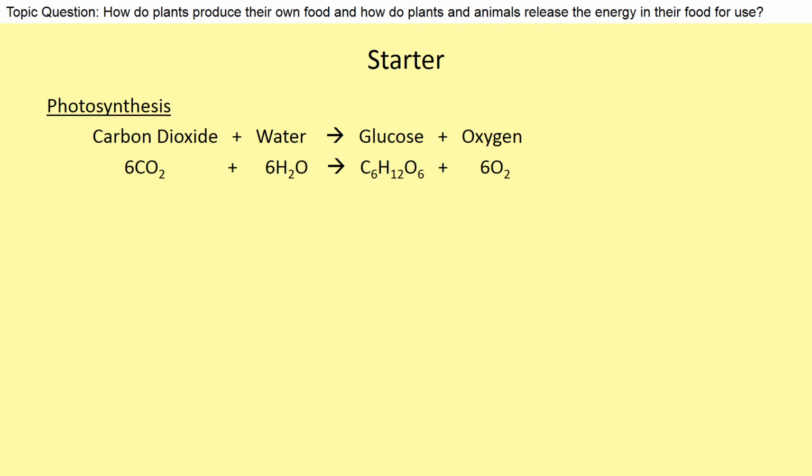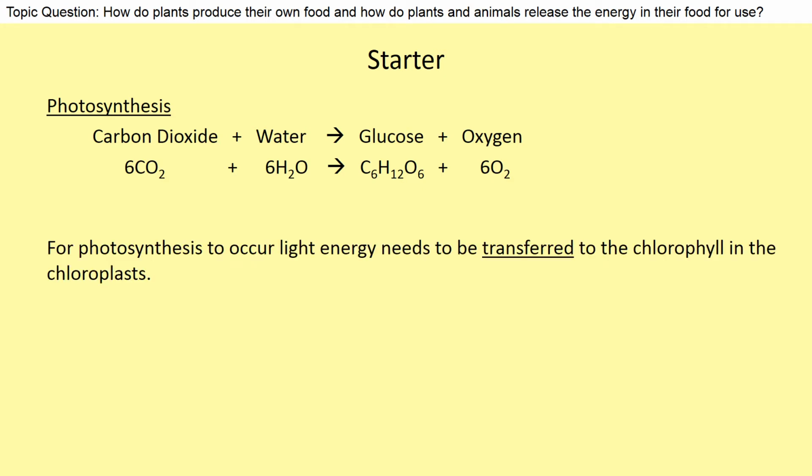I also asked you to think about the energy and where that might be transferred. So it is an absorption of energy. We need to transfer energy to the chlorophyll from light. So for photosynthesis to occur, light energy needs to be transferred to the chlorophyll in the chloroplasts. I have used the word transferred because that's what we want to do. We don't want to talk about energy being used or made or gone in any way. We always want to try and use that word transferred to make sure that we pick up those marks.